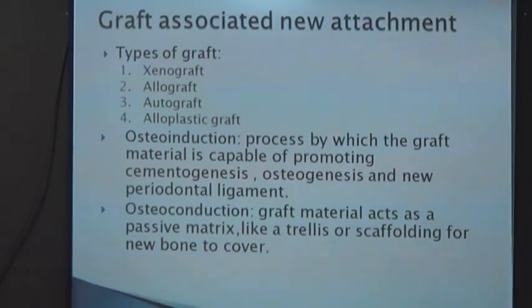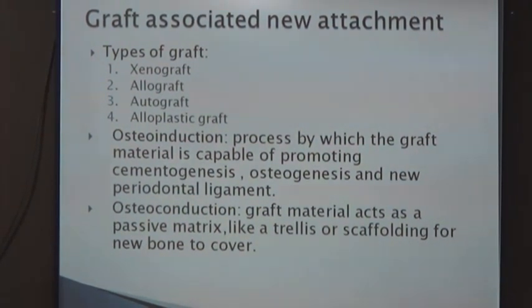And osteoconduction: the graft material acts as a positive matrix, like a trellis or scaffolding for new bone to cover. It will just be present there, and over that it will act like a scaffold, over which the bone formation will take place. Whereas in osteoinduction, the graft itself will induce formation, okay? That is induction. Conduction is where it acts like a scaffold over which the bone formation will take place. Are you able to understand the difference? Induction is only genesis, formation: cementogenesis, alveologenesis like that. Where is your scaffold?